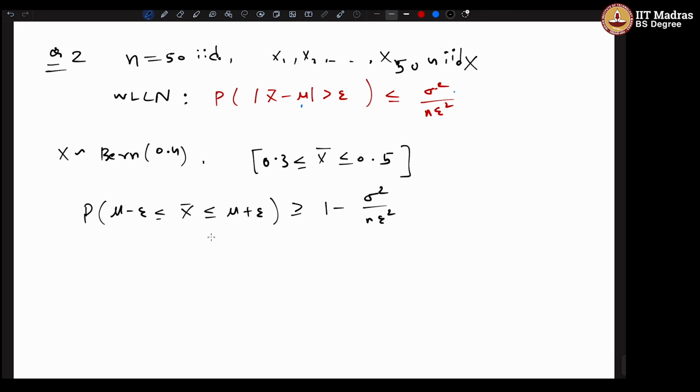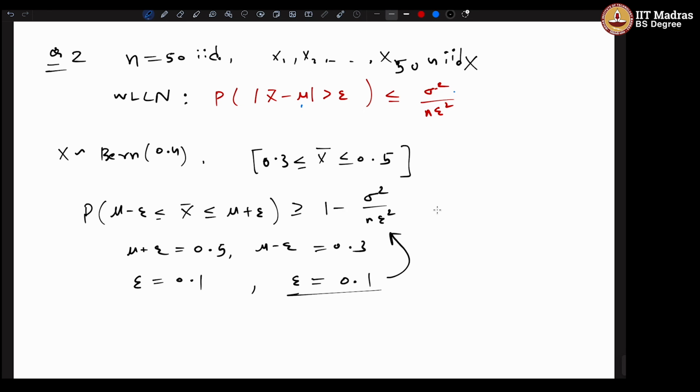Here again, we want mu plus epsilon to be equal to 0.5 and mu minus epsilon to be equal to 0.3. If we look at it, our mu is 0.4, so epsilon is coming out as 0.1 here, and from here epsilon is also coming out as 0.1. So you see, in both cases 0.1 comes out the same. That means we are good to go with our weak law of large numbers. We got the value of epsilon, which is 0.1, and now we have to put this here.